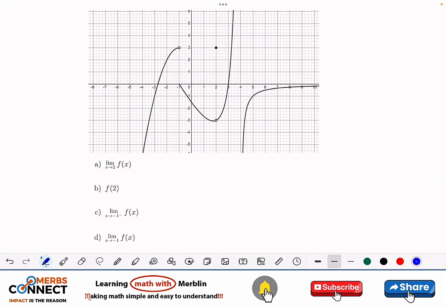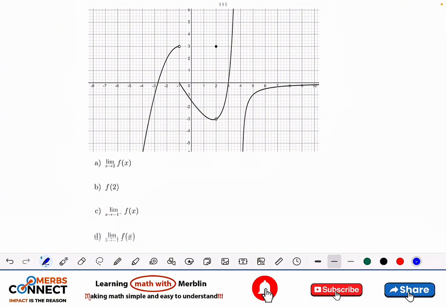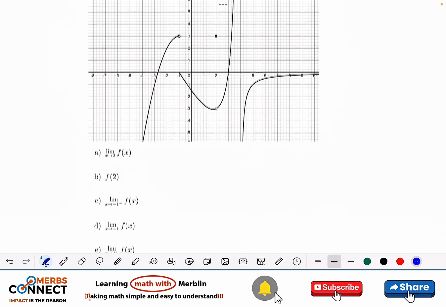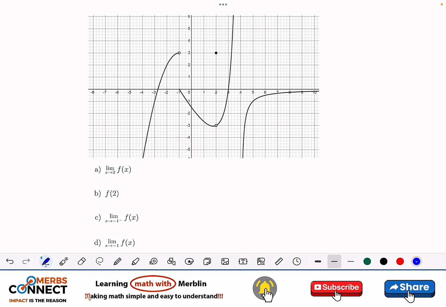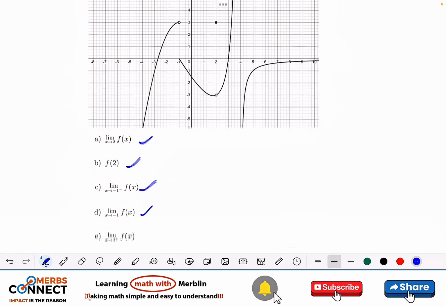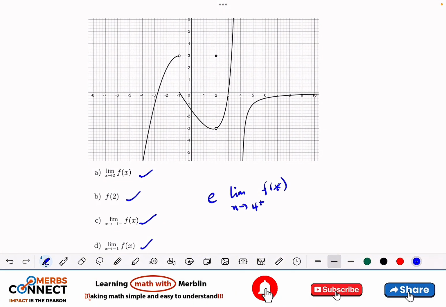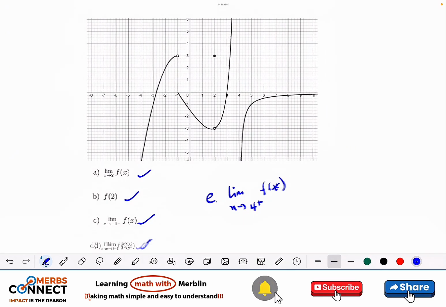So I want you to go through this graph here. Look at the graph and do A to E, right? Let me just position the graph for you. Look at the graph and do this and that, and then the E. Let me write the E here so that you can see it with the graph. Limit x is approaching 4 from the positive side, f of x. So this is the E. Look at the graph and do this one and leave your answer in the comment section.